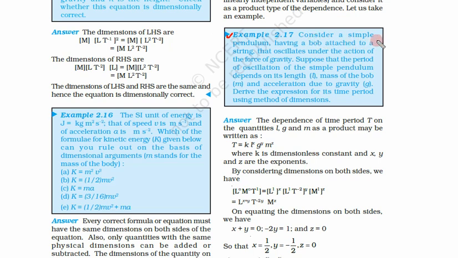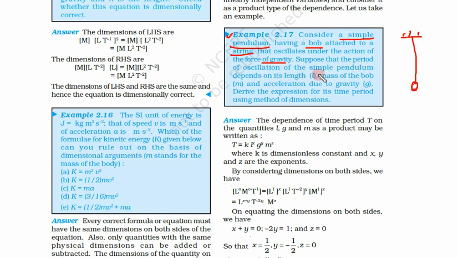Now consider a simple pendulum having a bob attached to a string. So we have this simple pendulum, this is our bob and this is our string, that oscillates under the action of the force of gravity. So this is oscillating because of the gravitational force.